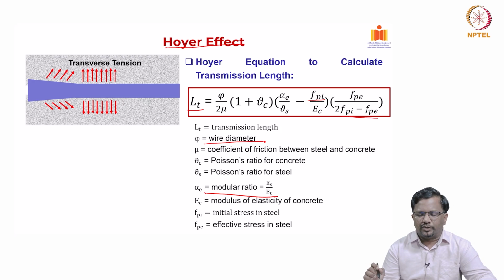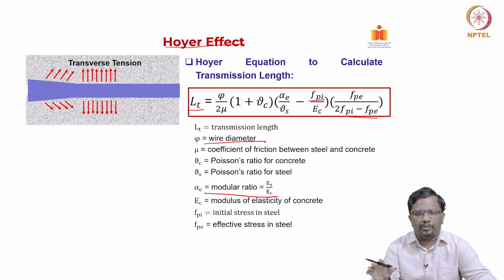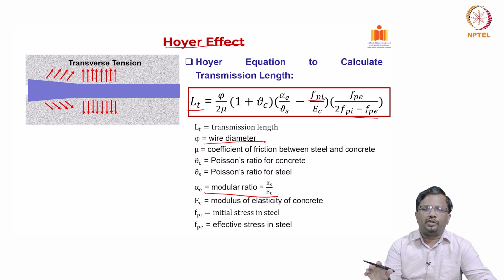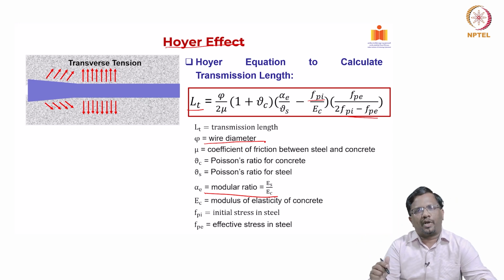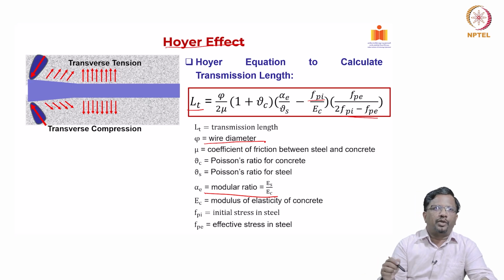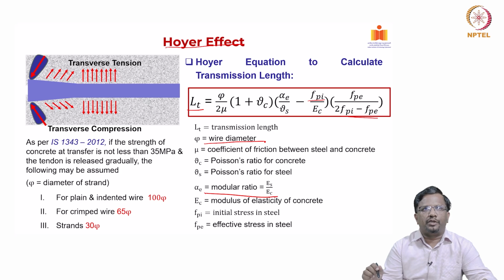Okay. So, what we can see, as we have said, because of this wedge action, inclined compressive stresses are going to develop, but while developing these inclined compressive stresses in the radial direction, I also develop transverse tension that I need to be careful about. So, you have transverse compression that is happening. In addition to that, you also develop transverse tension.